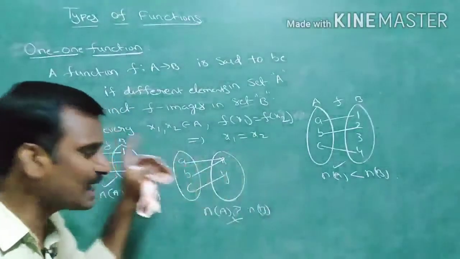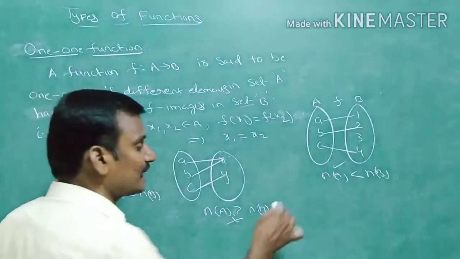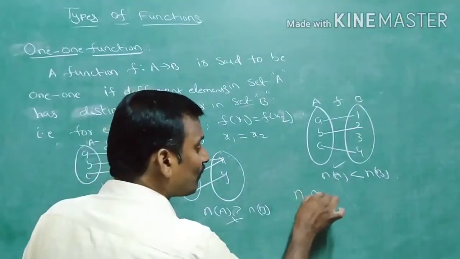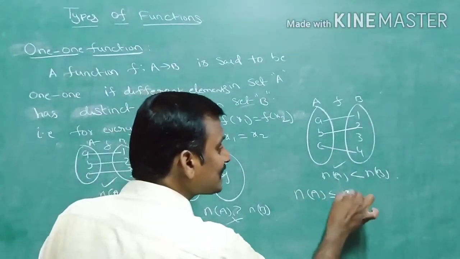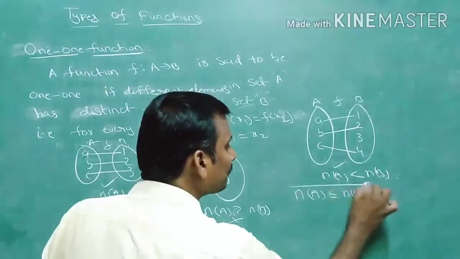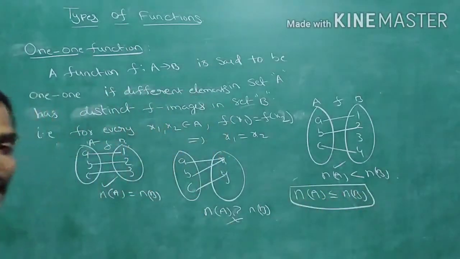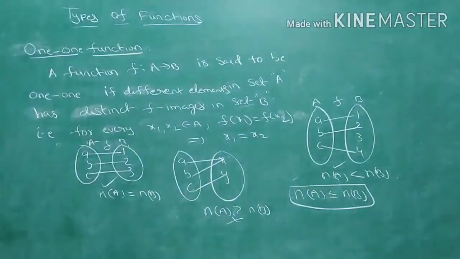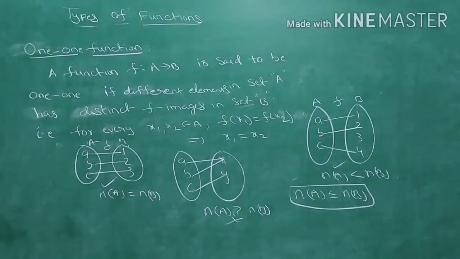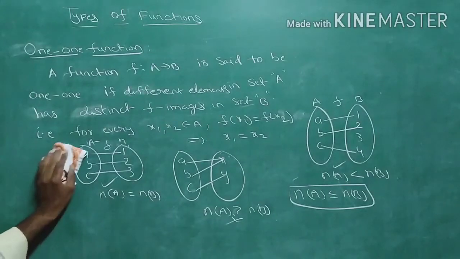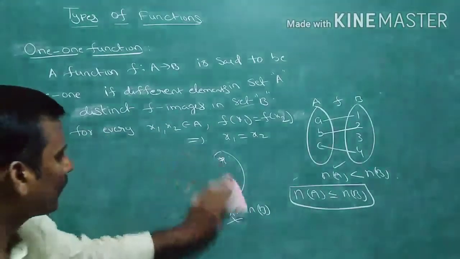From these three examples, we can conclude one result. If f is one-one, then n(A) is less than or equal to n(B). That is the condition: n(A) is less than or equal to n(B). This is the one-one definition. Okay.